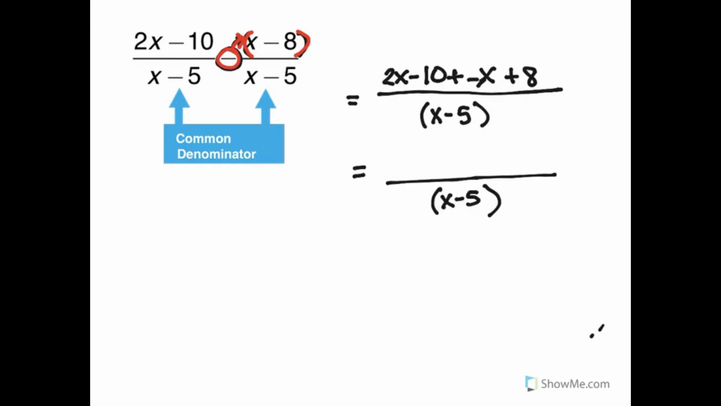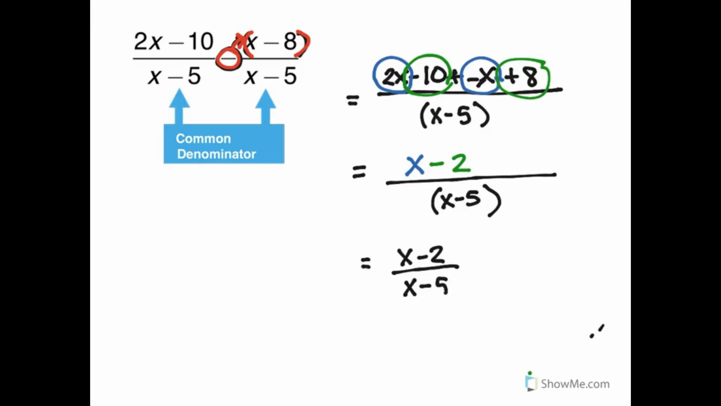Now I'm going to simplify the numerator by adding like terms. I have 2x and minus x, and that's just 1x. And I have a minus 10 and a plus 8, and that gives me minus 2. So when I'm all done here, I have x minus 2 over x minus 5. You know you can't cancel the x's, no. So we're all done.